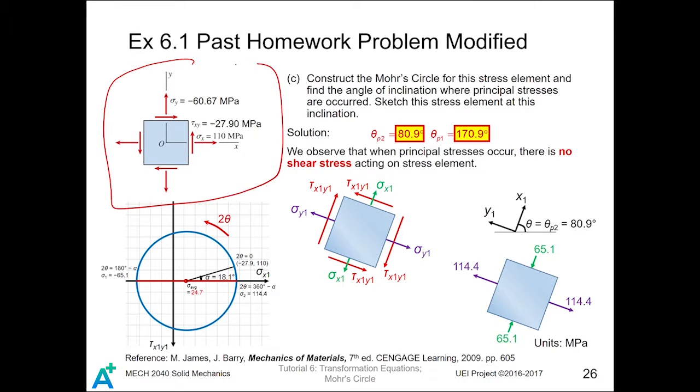Rotating this stress element counterclockwise by an angle of 80.9 degrees means that those two surfaces represent 80.9 degrees, while those two surfaces represent 170.9 degrees. So to do this, first, for the 80.9 degree surfaces, we know that the principal stress is given by minus 65.1, which means the stresses on the 80.9 degree surfaces are 65.1 million Pascal in compression. At the same time, for the 170.9 degree surface, the principal stress is given by 114.4 million Pascal in tension.